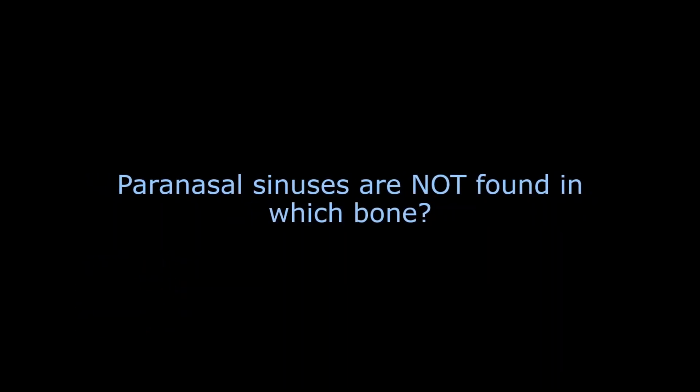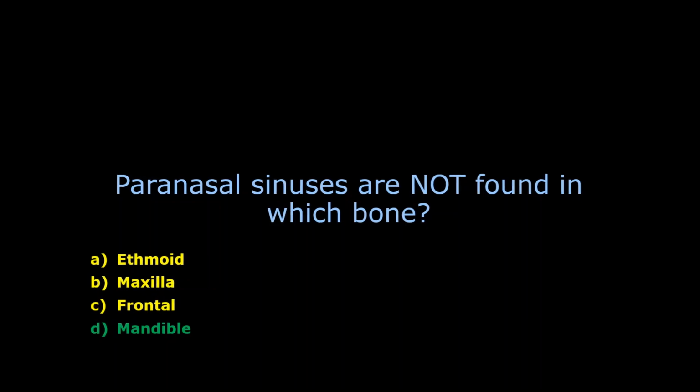Paranasal sinuses are not found in which bone? Okay, let's play the not game now. Ethmoid. No, there is an ethmoid sinus. There is a maxillary sinus. There is a frontal sinus. So I hope D is it. Mandible. No, there is no mandibular sinus. So we are correct. Wonderful.